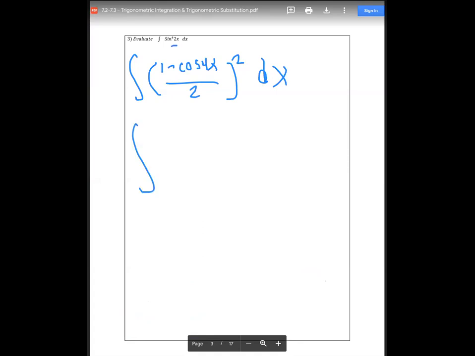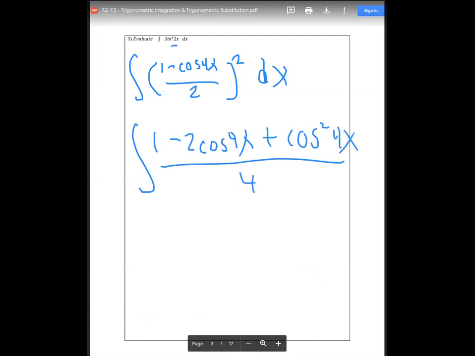So the first thing I would do is just factor this out and expand it essentially. So this expanded becomes 1 minus 2 cosine to the 4x plus cosine squared to the 4x all over 4. All I did was I squared the top and then I squared the bottom. And don't forget the dx.